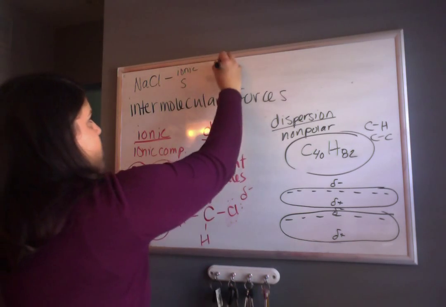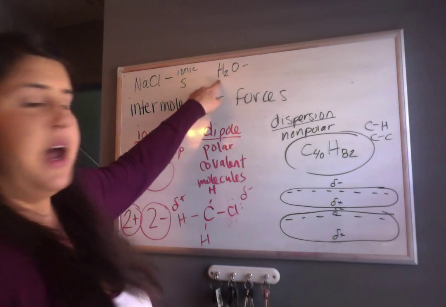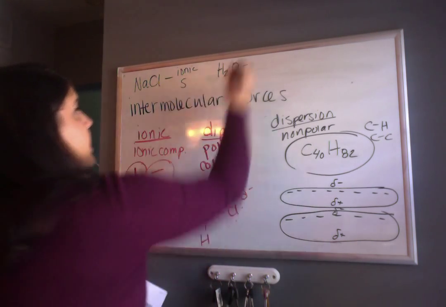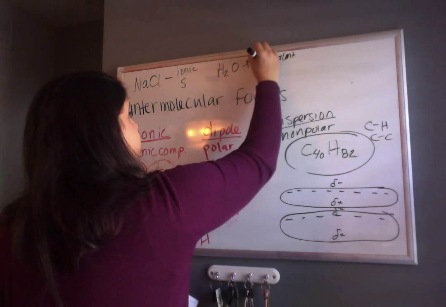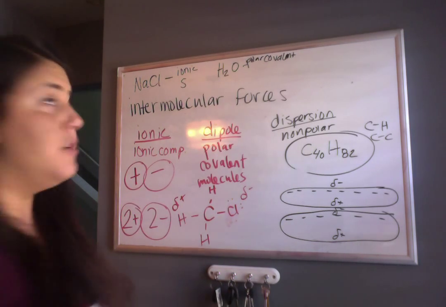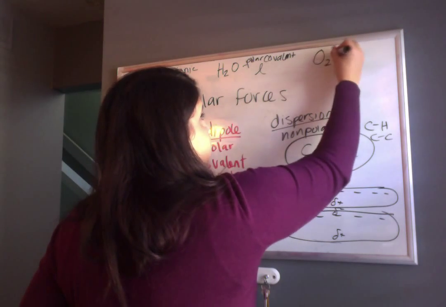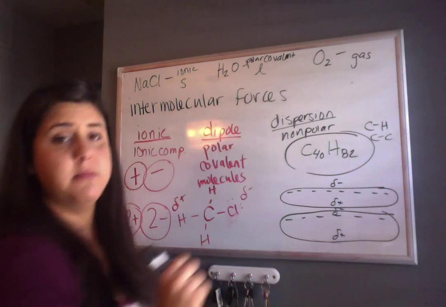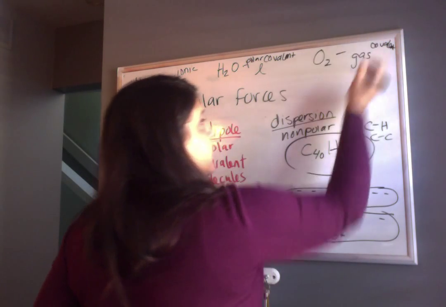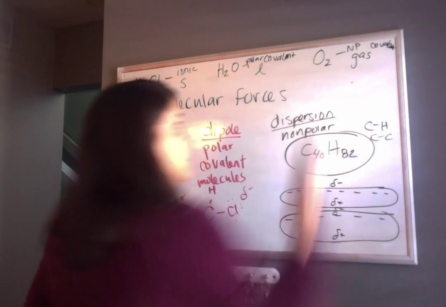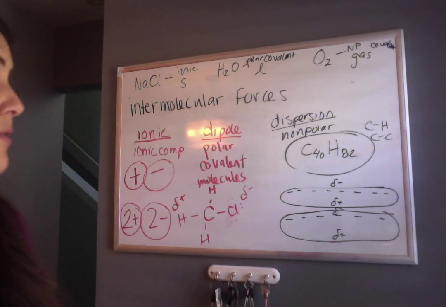Okay, water, H2O. I see nonmetals, and hydrogen is considered a nonmetal, so I know that this is a covalent molecule, specifically a polar covalent molecule, and it is a liquid at room temperature. Meanwhile, oxygen, O2, we know is a gas. We know that this is two nonmetals, the same nonmetal, so this is a covalent compound. It is also nonpolar because it is one nonmetal attached to the same nonmetal. They have the same affinity for electrons.